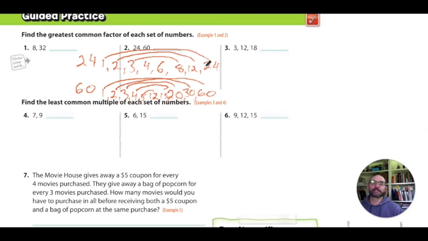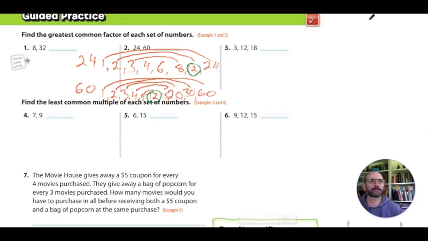And now I look, what is the biggest number that's on both lists? I'm going to switch colors, and it is 12. 12 is on both lists, and it's the biggest number on both lists. Because 4 is also on both lists, and 2 and 3, but 12 is the biggest number that's on both lists. Got it? So now I want you to try this next one, and it is 3, 12, and 18.